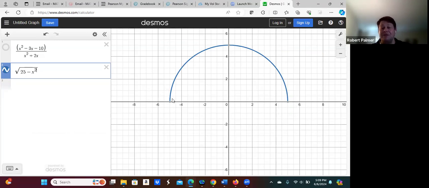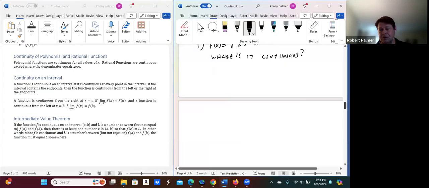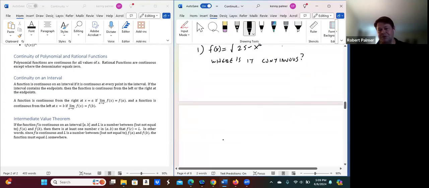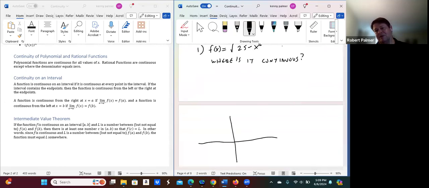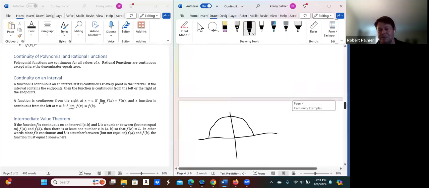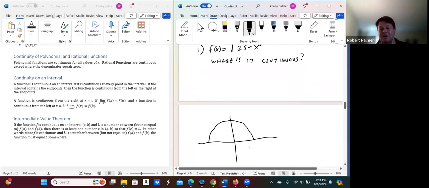Now, it looks continuous all the way from -5 to +5. Then we have to think about whether the endpoints are included or not. That's where it's continuous. So how can we figure that out? Right now it looks like it's continuous from -5 to 5, probably with endpoints included. Let's talk about that. Let's do a basic graph of that. Now let's think about the endpoints at 5 and -5.